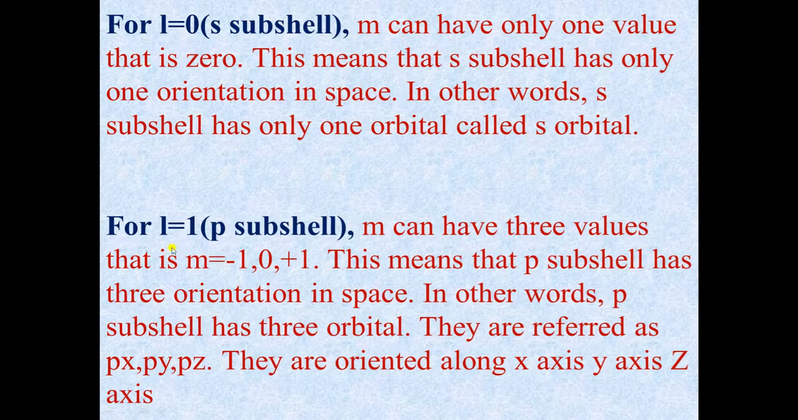If value of l is equal to 1, that means p subshell, then possible value of small m is plus 1 to minus 1, right? So we can write this minus 1, 0, plus 1. That means m has 3 values. So 3 orbitals can be possible. This means that p subshell has 3 orientations in space. In other words, p subshell has 3 orbitals and they are referred as px, py, pz, and they are oriented along x-axis, y-axis and z-axis.